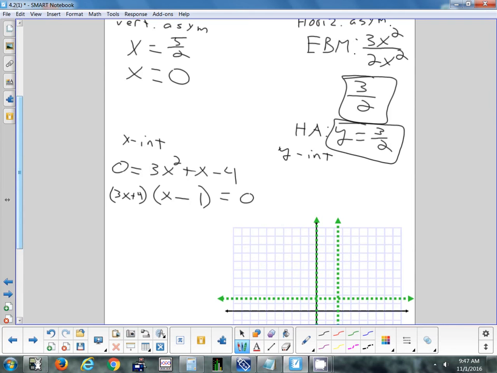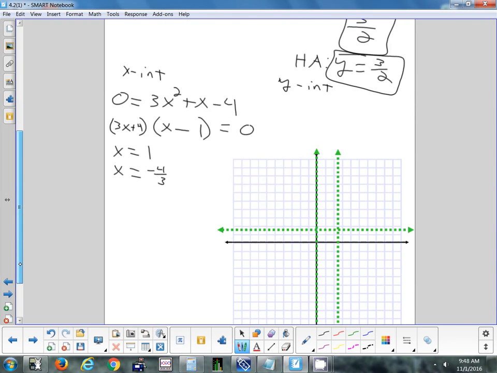So I can find my x-intercepts quickly. It's x equals, what's the second one? That one's quicker. x equals 1 and x equals negative 4/3. How did I do that? I just set 3x minus 4 equal to 0, and it's negative 4/3. So this one is going to cross the x-axis twice.